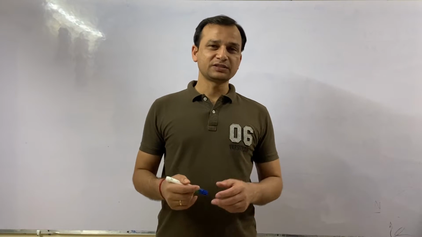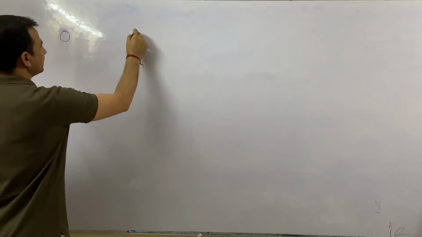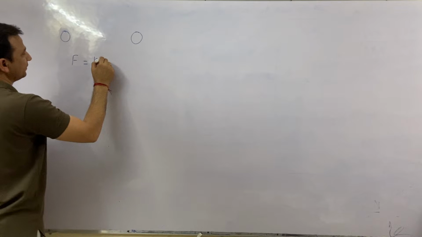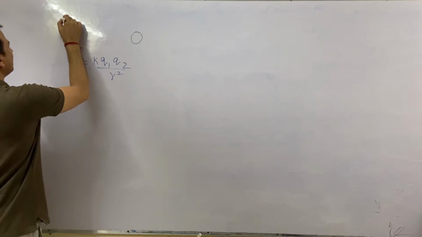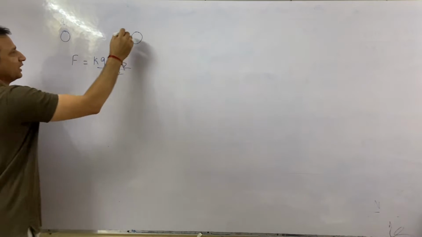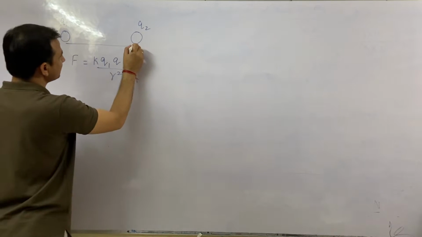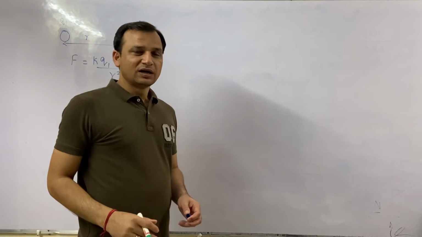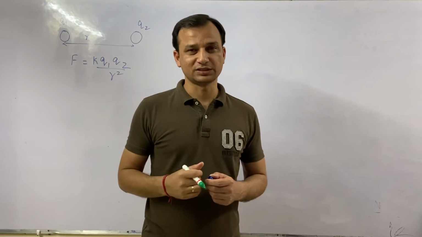Hello everyone. In our last video we discussed Coulomb's law, and we know the force between two charges can be calculated by using Coulomb's law, that is F is equal to K Q1 Q2 by R square, where Q1 is the magnitude of charge on one and Q2 is the magnitude of charge on the other one, and R is the distance between the two charges. Now in this video I want to show you how to find the direction of force acting between the two charges.